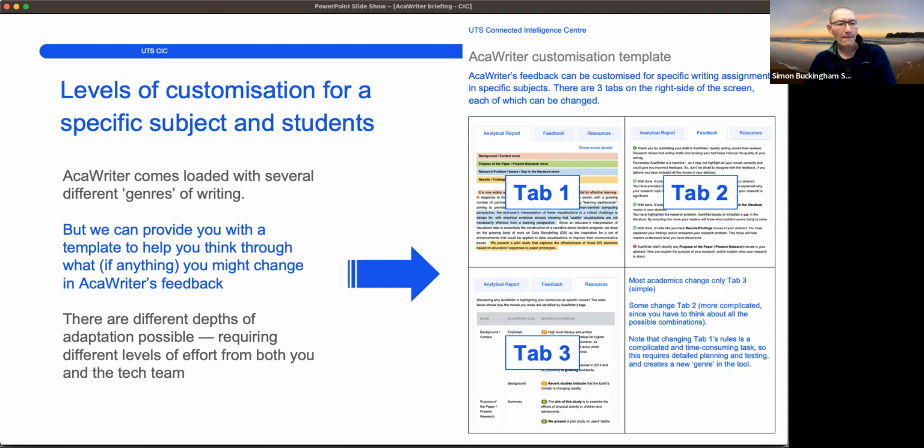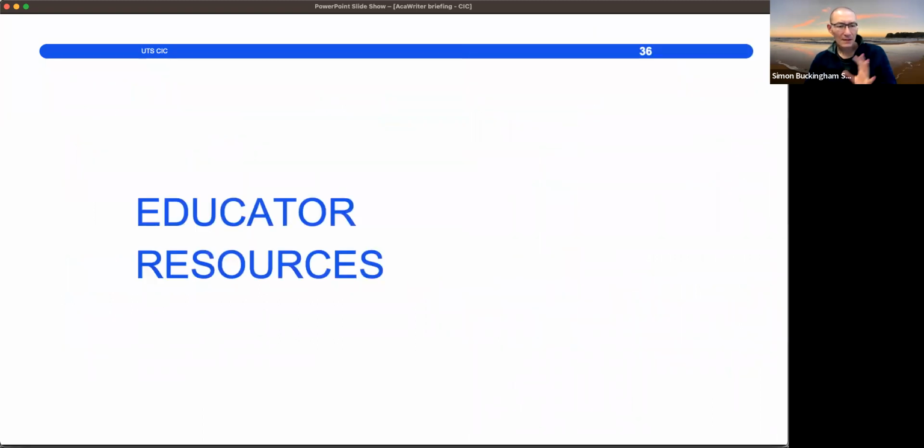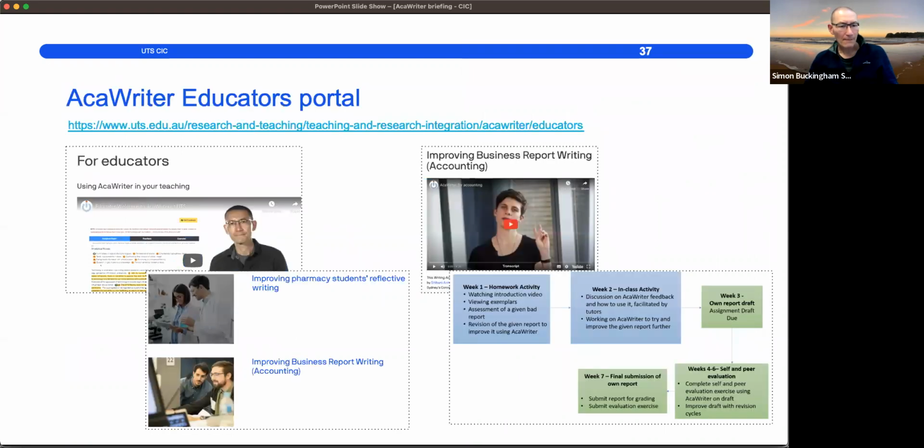But this one is an easy one to do, and it's a very helpful one for the students to see examples in the context of your assessment rubric and examples. There are lots of educator resources available to you on the main website. Resources for educators, case studies, examples of those learning design patterns that I've shown you.